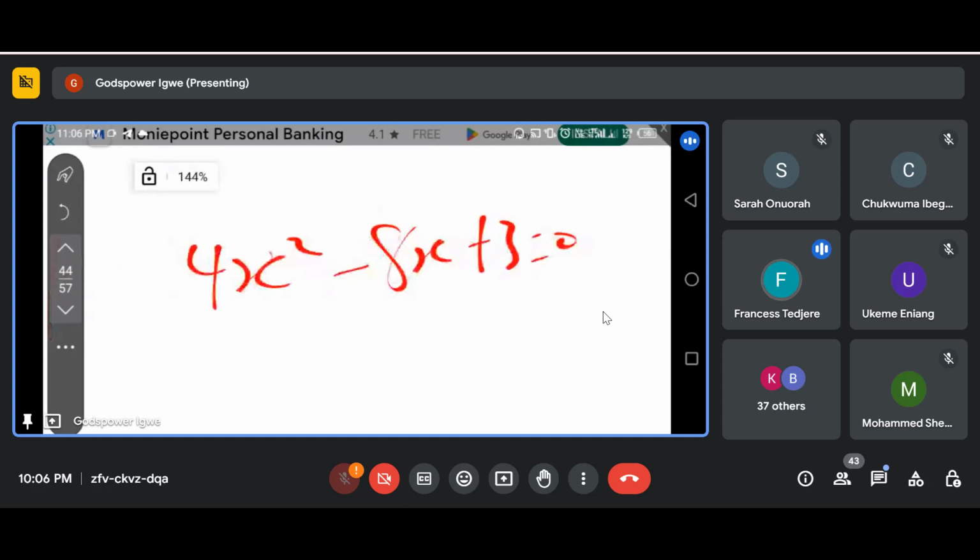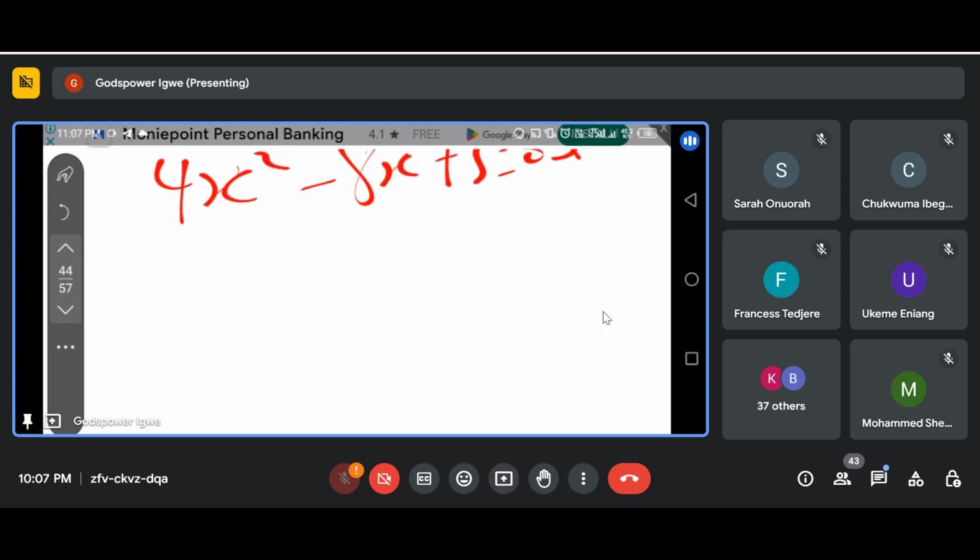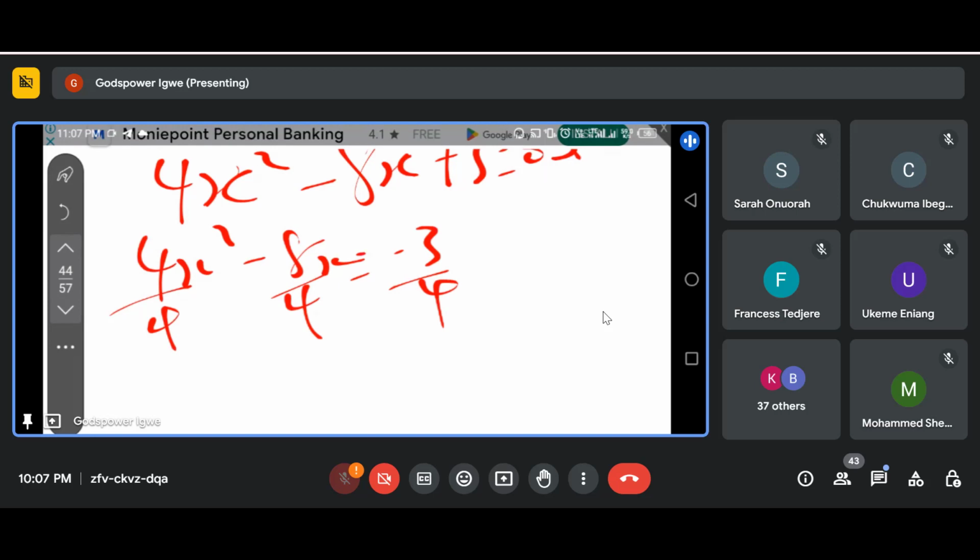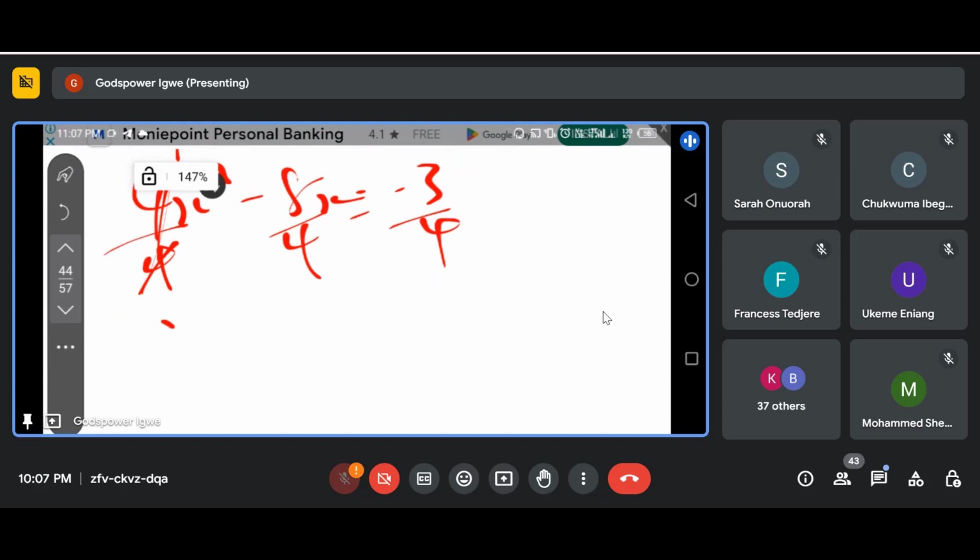The first thing you do is to transfer this 3 to the other side. So you're going to have 4x squared minus 8x equal to minus 3. The second thing you do is divide both sides by 4, so this will cancel this one and x squared is standalone. So we have x squared minus 8 all over 4, which gives us 4x, equal to minus 3 all over 4.